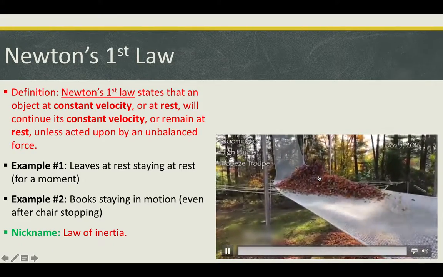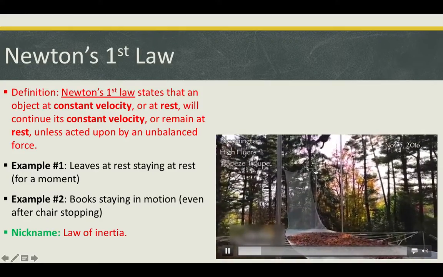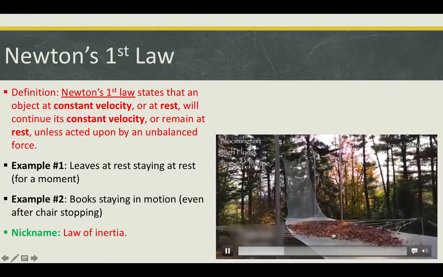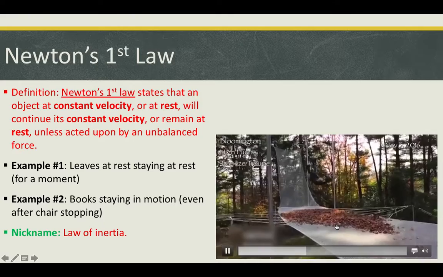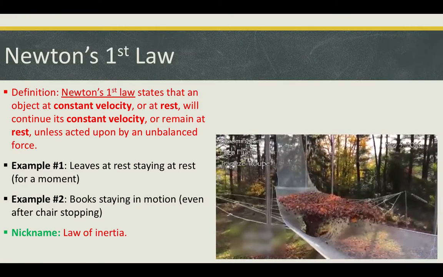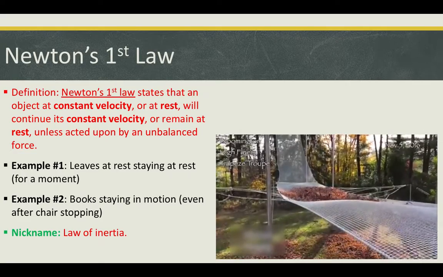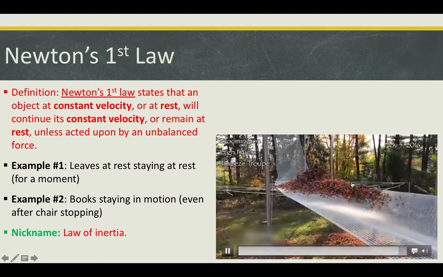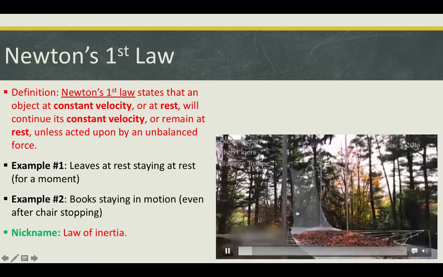The leaves are at rest. So when the person falls, the leaves stay in the same place essentially. The net falls out from under them, stretches out from under them, but they don't initially begin to fall. And then the net comes back up quickly enough that the leaves essentially appear to stay in the same place.